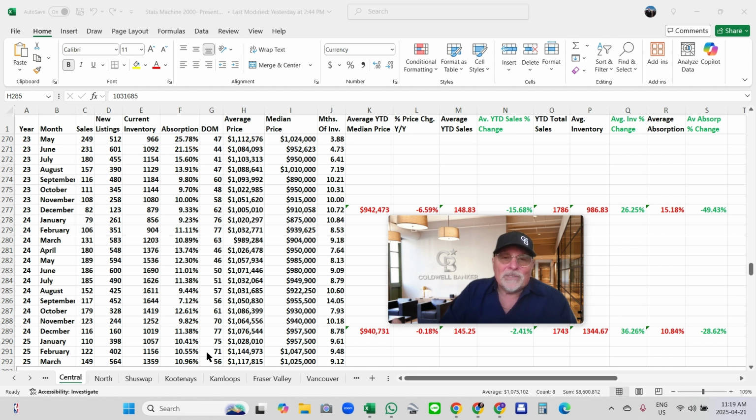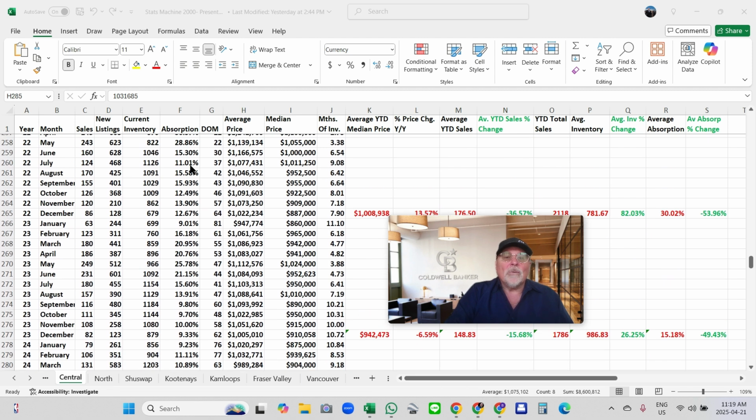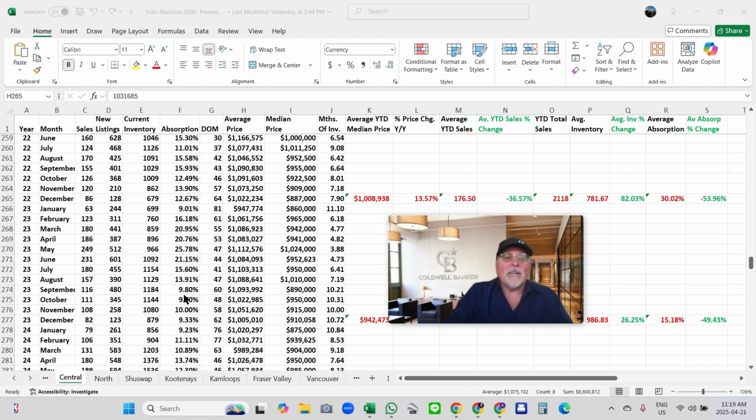So how do you use the stats machine? First of all, you can use it by just looking at the stats. First, you can see the absorption here. This column, if you go through the absorption, if you look at the absorption in February, March, April, May of 2023, you get 20 and 20 and 25 and 21 and 15. And you see it start to come down in July of 2023.